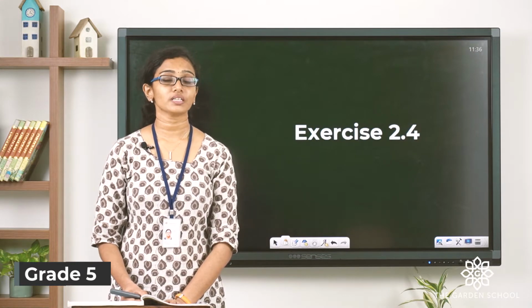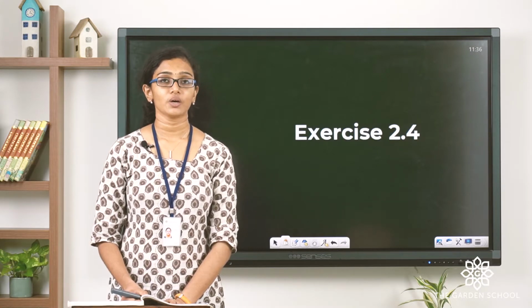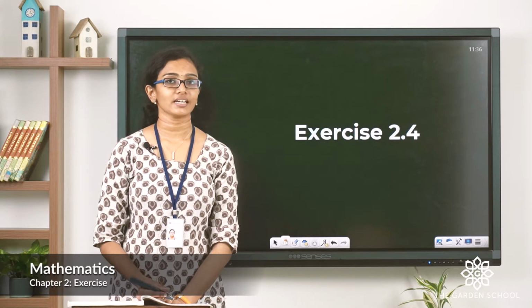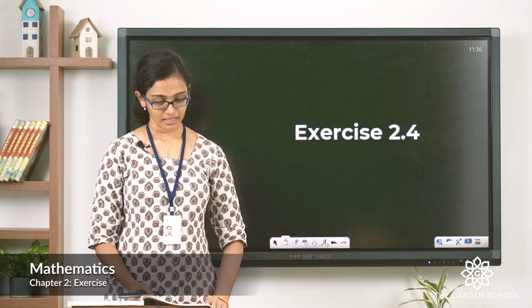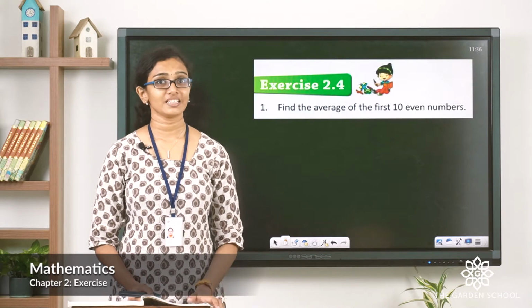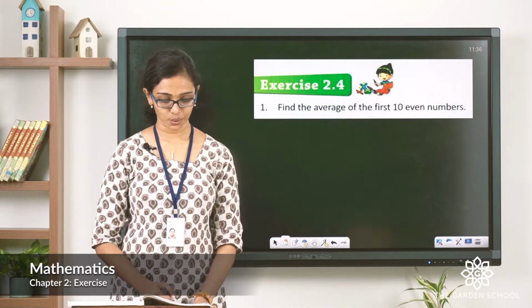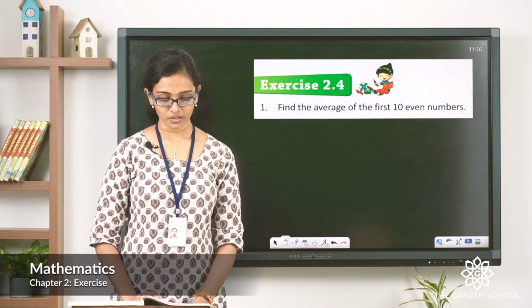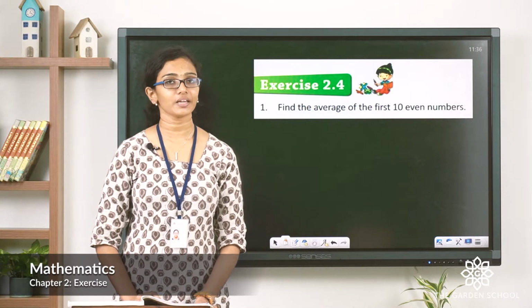I hope all of you are thorough with all the topics we learned in chapter 2. So today we'll do one exercise, that is exercise 2.4 in page number 30. Let's move on to the questions. The first one, find the average of the first 10 even numbers.